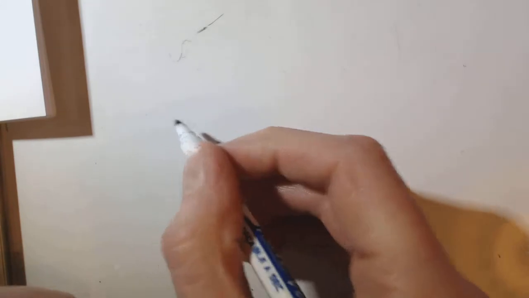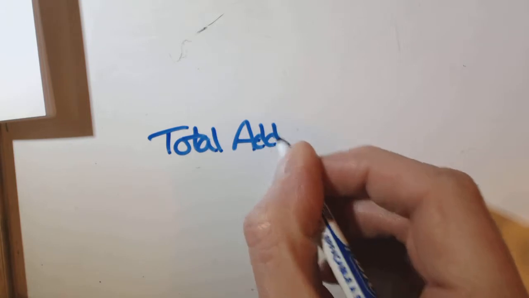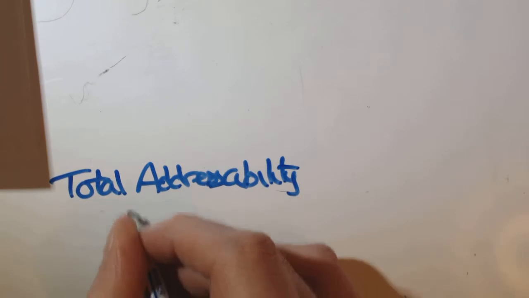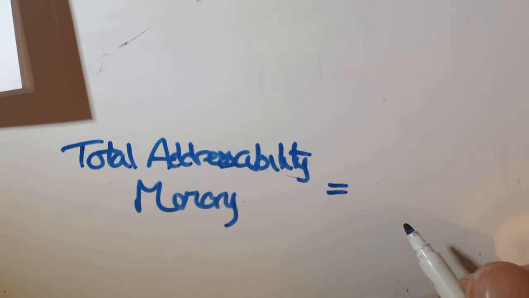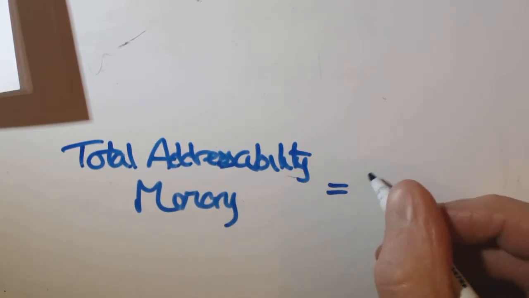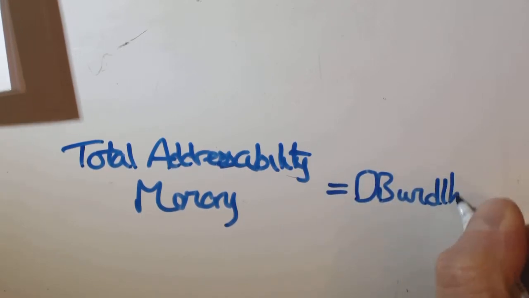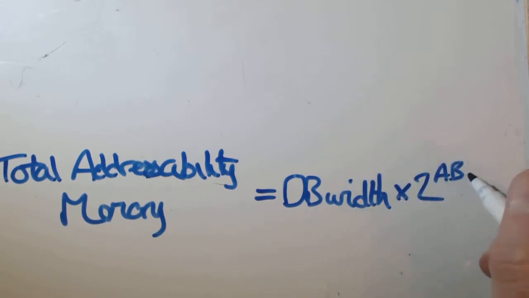What's data bus? Right, so what you need to remember is your wee formula. Total addressable memory equals data bus width times 2 to the power of the address bus width. So you've got the width of the data bus, width of the address bus, and you can calculate the total addressable memory.